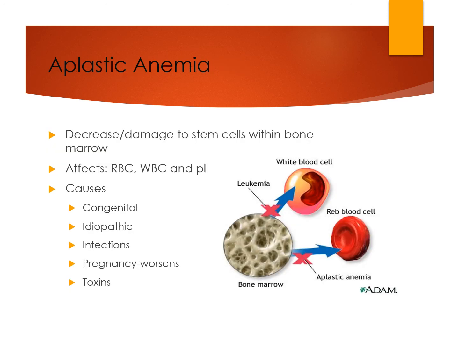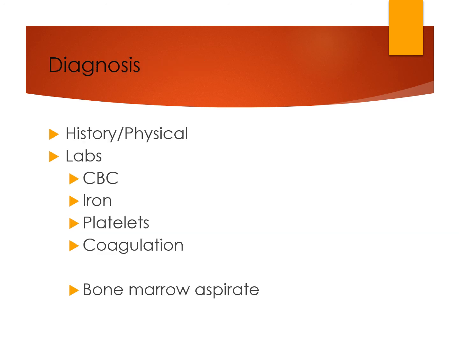Aplastic anemia is an autoimmune disorder in which the body fails to produce red blood cells in sufficient numbers. So there's a decrease or damage to the stem cells within the bone marrow, which affects the red blood cells, the white blood cells, and the platelets. It can be congenital. It could be idiopathic, which means they have no idea. Infections and pregnancy will worsen the situation, as well as potential toxins in the body and in the environment.